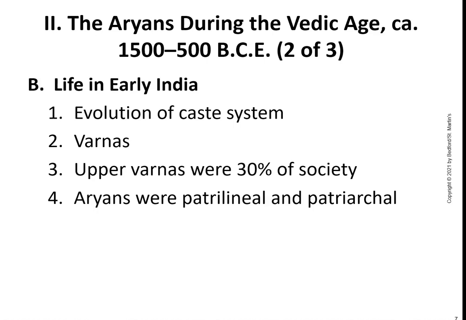So the caste levels are called Varnas, which included the Brahmin. Those are the priests, they're at the top. Then you have the Kshatriyas. Those are the warriors and officials.